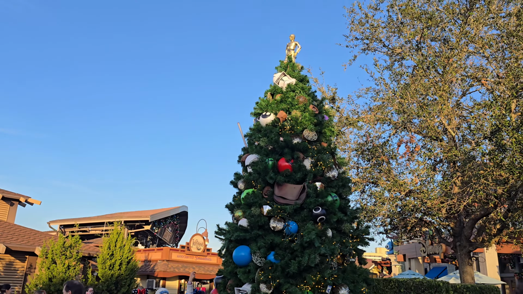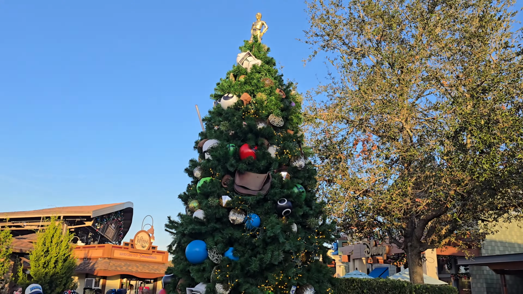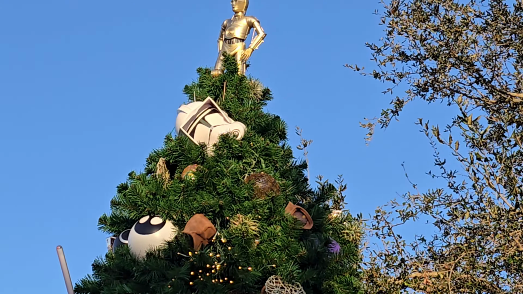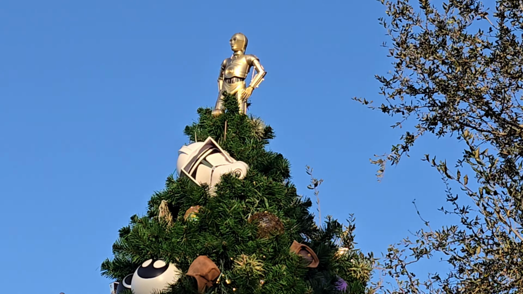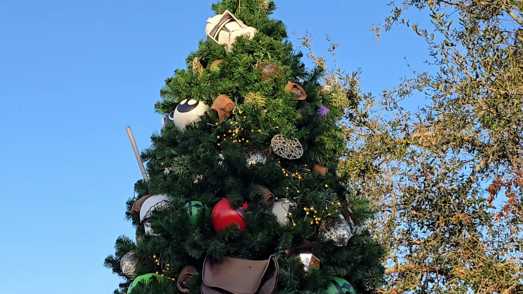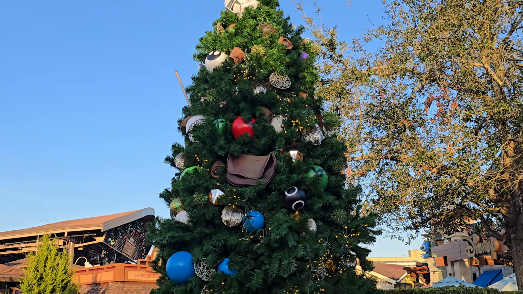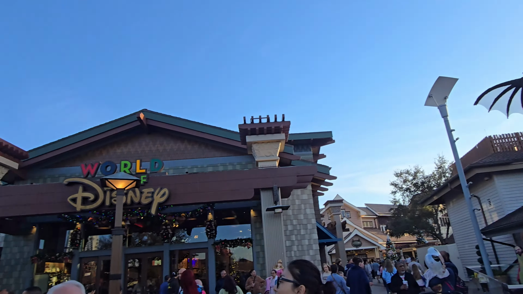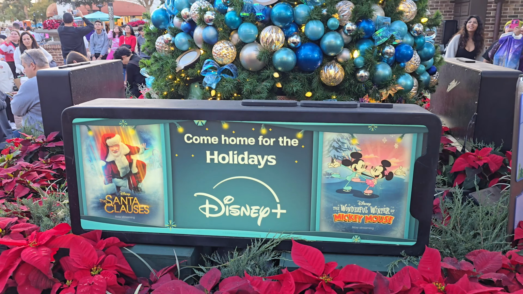Okay, we've made our way to the next tree. This is found on the other side of World of Disney, and the Lego store is right behind me. This is going to be our Star Wars tree. This is a really cool one. Look at C-3PO at the top, looking all majestic. And then we got the Scout Trooper helmet. This is pretty cool. So far, this is my favorite tree. Alright, let's continue. There's two more trees over this way.